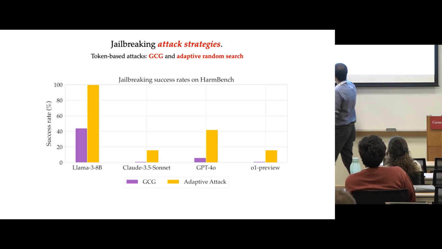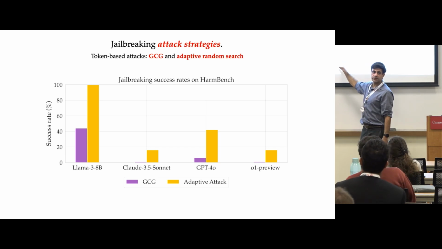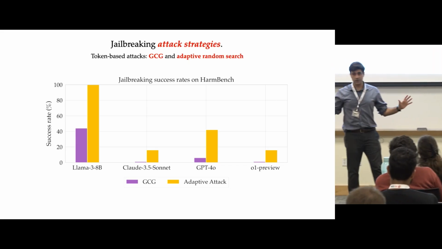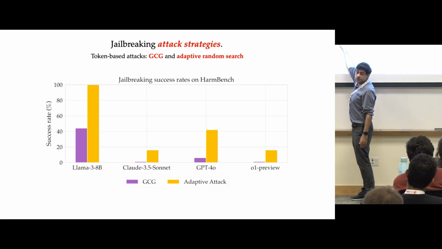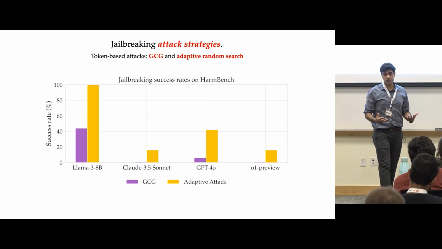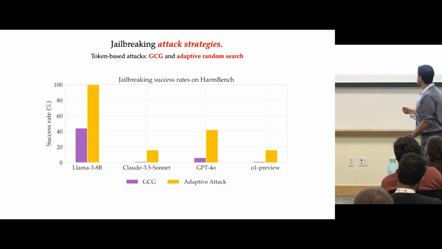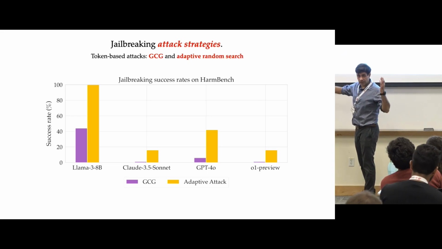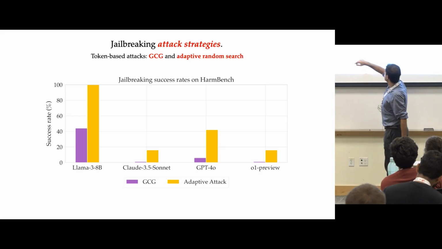So for now, I'm going to plot both GCG and adaptive attack. In general, adaptive is better than GCG in terms of performance. On Llama models, which are completely open box models, where you know everything and can compute gradients, adaptive actually gives you 100% success rate. This is on a standard benchmark, including 500 adversarial behaviors. So on Llama, you get 100%. On all the behaviors, you can break the system. GCG gives you around 40% success rate.